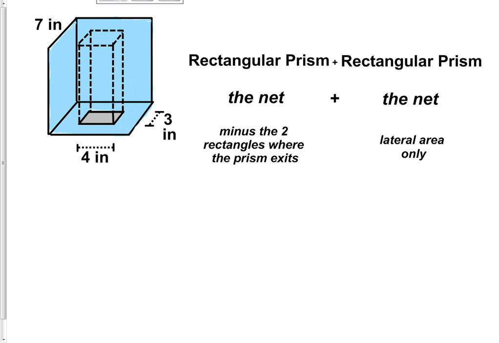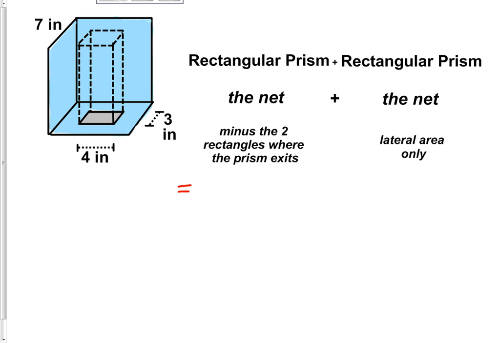Okay, so the rectangular prism, the big one, we have to take away the 2 rectangles where the small prism exits. And for the small prism, we only want its long rectangular lateral faces, not the rectangular bases in this case. Okay, so let's see if we can figure out what on earth all that means.